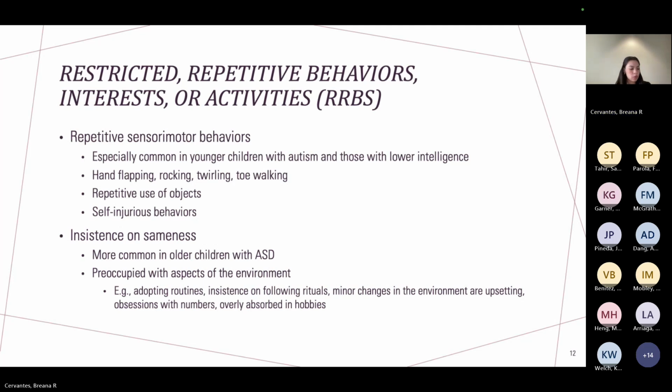So what we might see is an insistence on the routine being exactly the same, following rules, or a ritual that you have, like before I can brush my teeth, I have to go turn off my light, or following whatever routine that you have in your family or that the child has made up for themselves. And then being really sensitive to minor changes in the environment because of this restriction of interest, or in terms of their ritual that they must have. You also might see obsessions with numbers or being overly absorbed in hobbies.